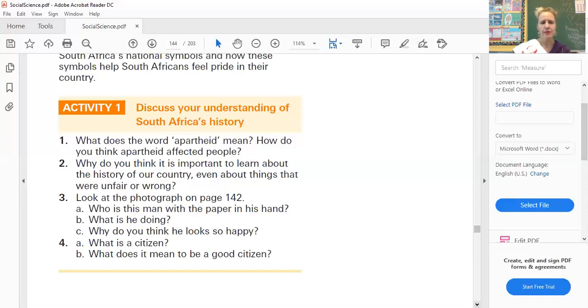Okay, then 4A, what is a citizen? Now, a citizen is not just someone who was born in South Africa, because that is a citizen. You were born in the country. But you can also be a citizen if you hold a South African passport. And you can be from another country, and then you would have had to have lived in South Africa for a certain amount of time. I'd like you to go and Google how long you need to live here to become a South African citizen. And then you can get a South African passport.